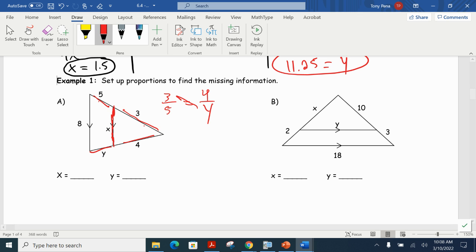If we solve that, you're going to cross multiply. So you're going to get 3y equals 20. Divide, and you'll get 20 thirds, which is 6.6 repeating.